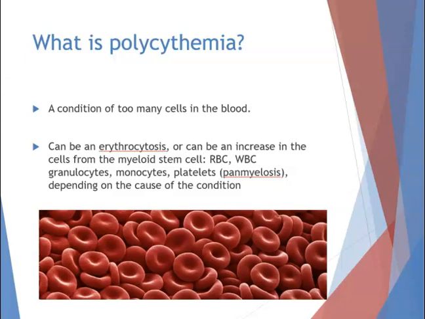What type of polycythemia they have, whether it's just an increase of red cells or if they have an increase of that whole myeloid line. And we also have this term here on the slide, panmyelosis. This is associated with a leukemia. This is associated with acute myeloid leukemia, or AML, and this is associated with increased immature blood cells.